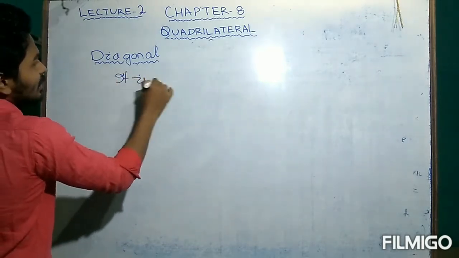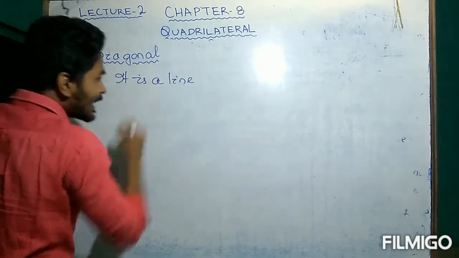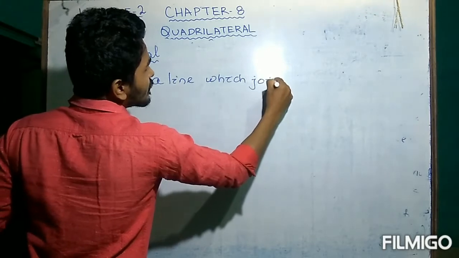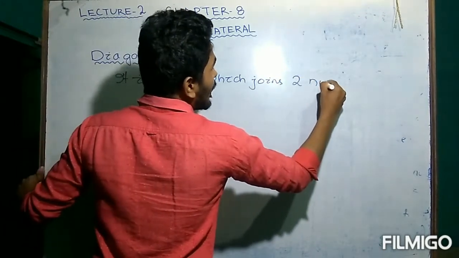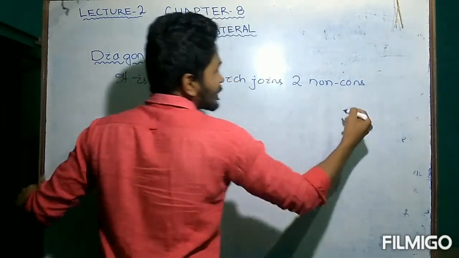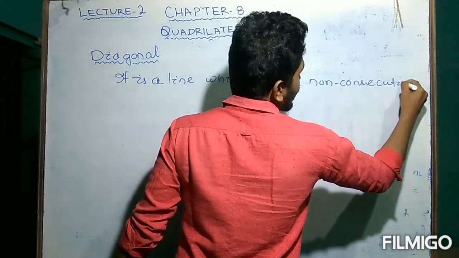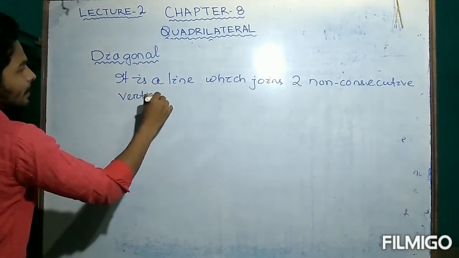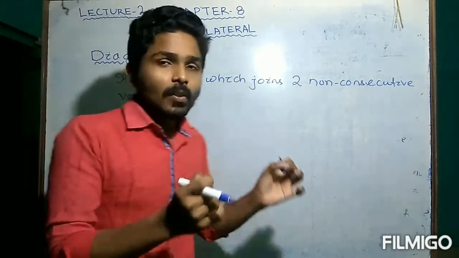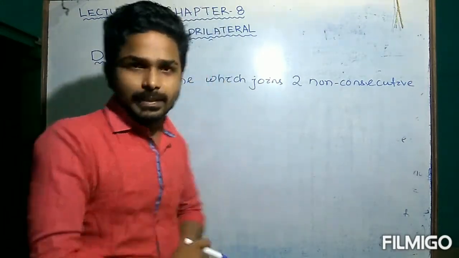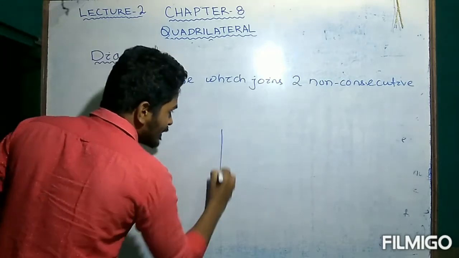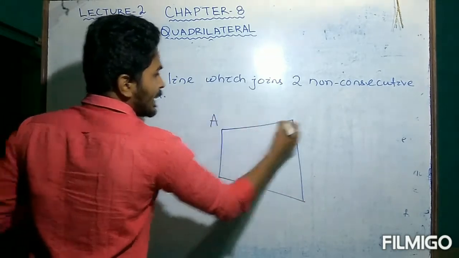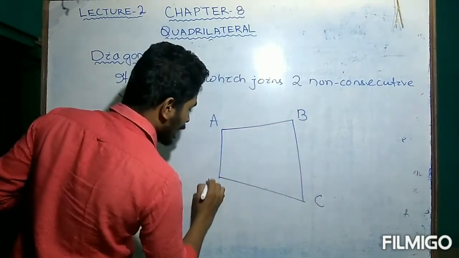It is a line, a diagonal is a line which joins two non-consecutive vertex, or in the plural form we can write vertices. So a diagonal is a line which joins any two non-consecutive vertices. Okay, so if this is a quadrilateral, A, B, C and D.